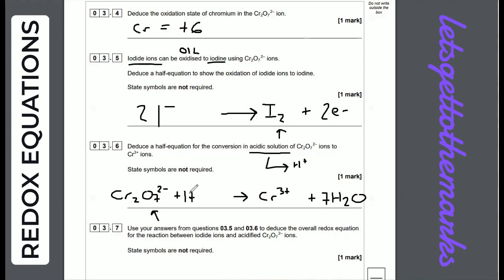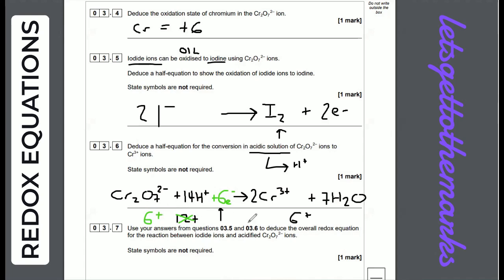I know I've got 2 chromiums on the left, so I need 2 on the right, so I put a big 2 in front of the Cr3+. Then what I do is I add up the charges and I go 2 times 3+ is 6+. I come to the left and I find that I've got a -2 ion and 14 positive hydrogen ions, so I've got 12+. I need to add something to electrically balance my half equation. So I'm going to add 6 electrons here, and those 6 electrons are going to reduce the positive charge on the left side to 6+. Now both sides are electrically balanced, and this is what you do in all redox. You make sure it's electrically balanced on both sides. So 6+ on both sides.